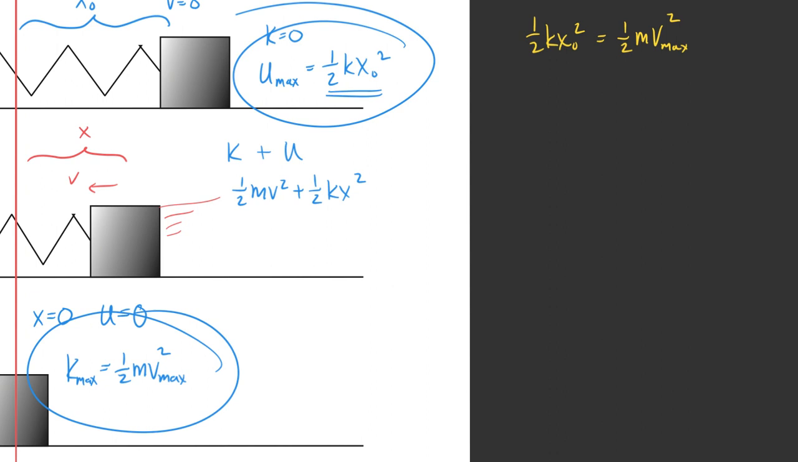We can solve this for v max, can't we? Cancel out the 1/2s. Solve for v max. And I'm noticing that we get the square root of k over m times x naught. Are you noticing that too? It has to be this way. That's what we said it would be based on the motion equations. Now we've proven it using energy. I wanted to make sure I established that these have to work this way.